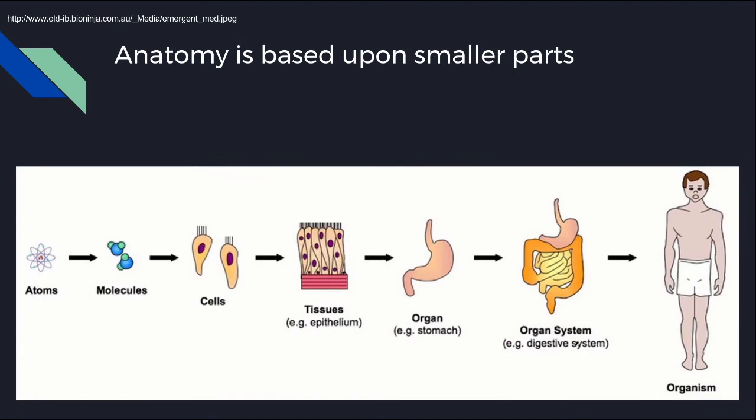When we look at anatomy, you're based upon smaller parts, meaning an organism is based upon you having these things called organ systems, which are based upon having organs. Organs are made out of these things called tissues. Tissues are made out of these things called cells. Cells are made out of molecules. Molecules are made out of atoms. Anatomy is always based upon something smaller.